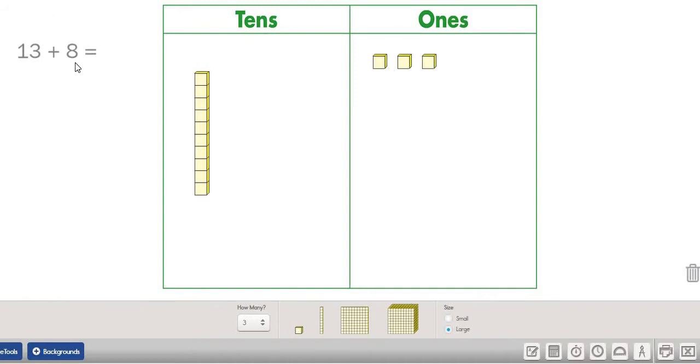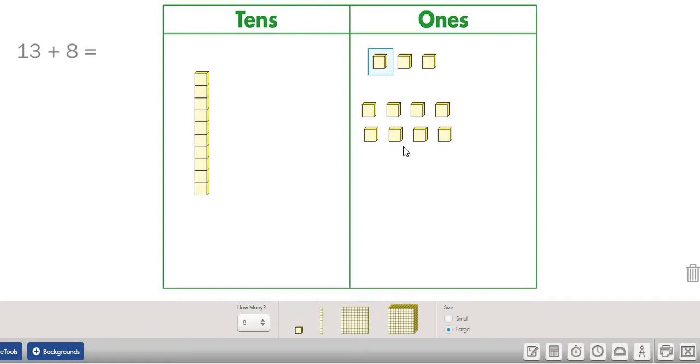Now let's model the second number. 8. We don't have tens. We have only ones. So we need to add 8 unit cubes. Here they are. Now let's see how many ones we have in all. Here we have 8, 9, 10, and 11. Amazing! We have a lot of ones. We have more than 10 ones.